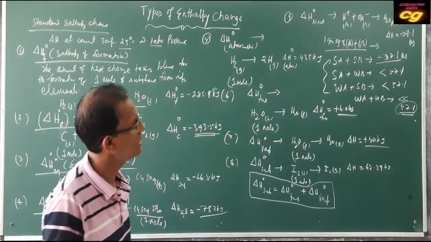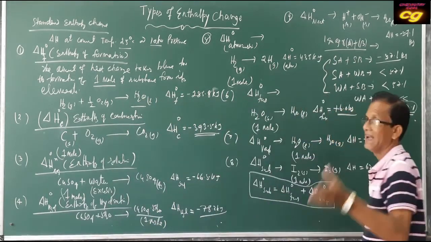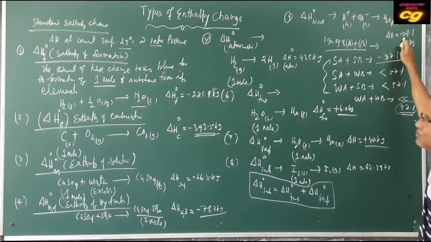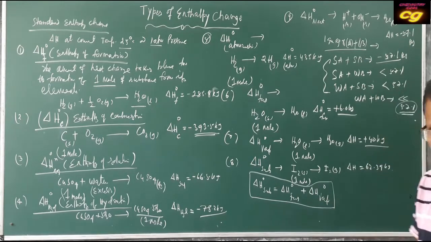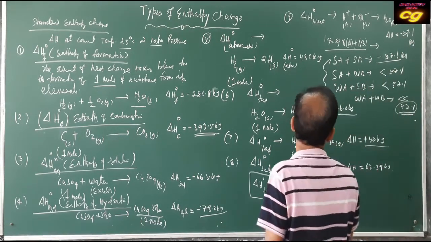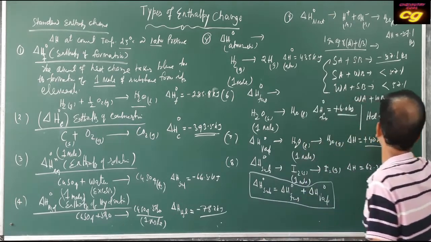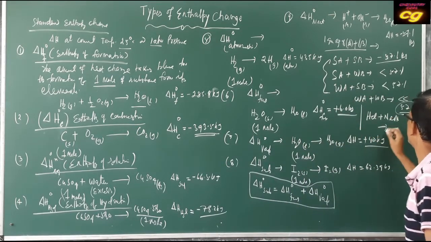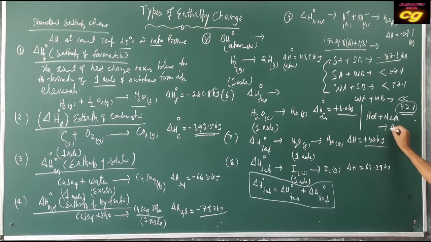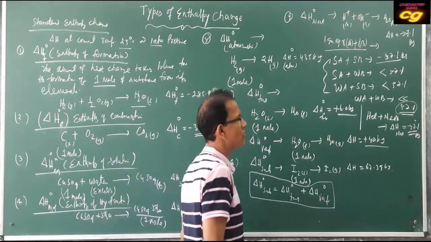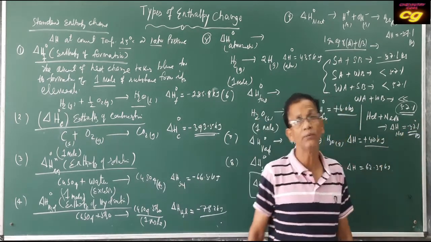During enthalpy of neutralization, the heat produced for the reaction of H+ and OH- is always minus 57.1. Remember the difference. For example, suppose HCl reacts with NaOH in aqueous medium, the delta H of neutralization will be minus 57.1 kilojoule, because it is a strong acid and strong base. So enthalpy of neutralization is minus 57.1.